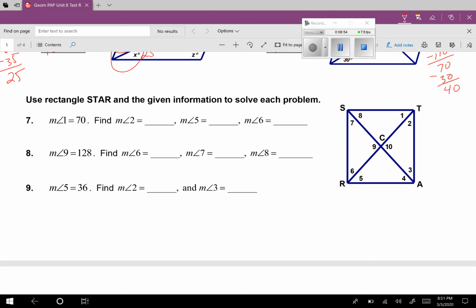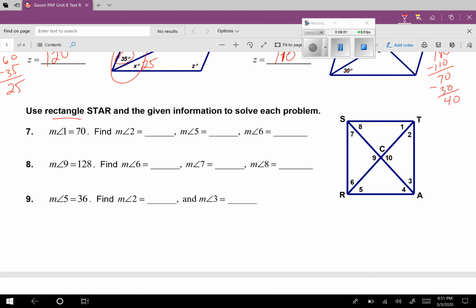Okay. Here it's a rectangle. So remember it creates these 4 isosceles triangles. So angle 1 is 70. So angle 2, well, you have to do 90 minus 70. So angle 2 is going to be 20. Angle 5 would also be 70 because these two triangles are congruent. And then angle 6 would also be 20 because of alternate interior angles.